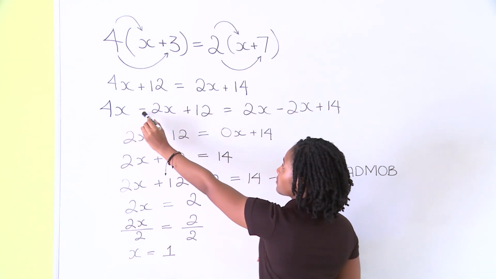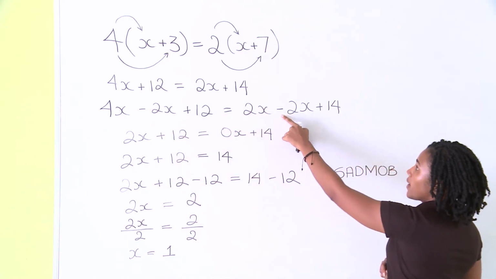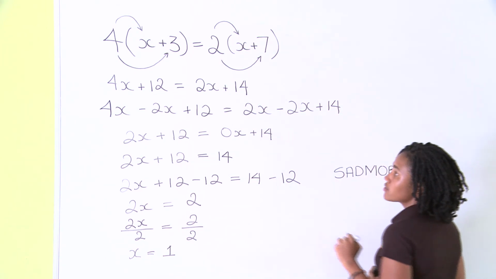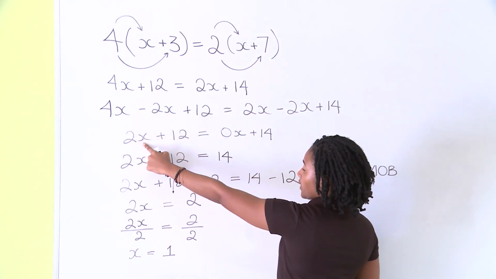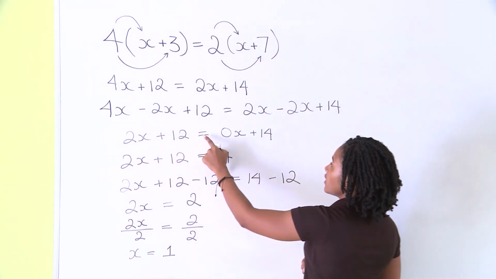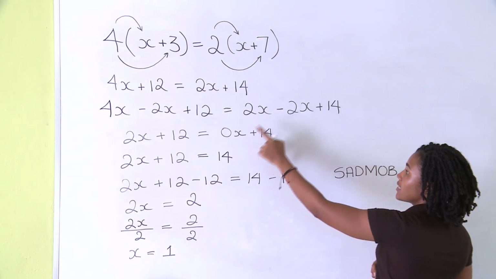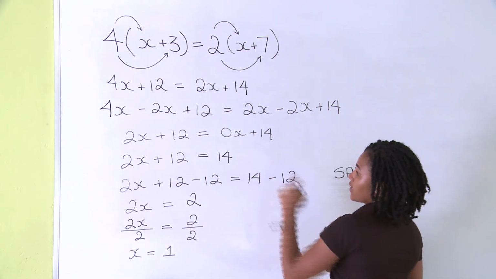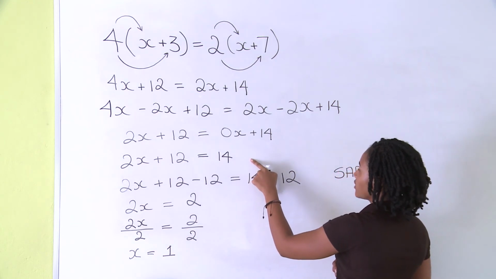So we have 4x minus 2x plus 12 is equal to 2x minus 2x plus 14. Our next line says 2x plus 12, because 4x minus 2x is 2x. In this line, we're simplifying. So we have 2x plus 12 is equal to 0x, because 2x minus 2x is 0, plus 14. In our next step, 2x plus 12 is equal to 14.